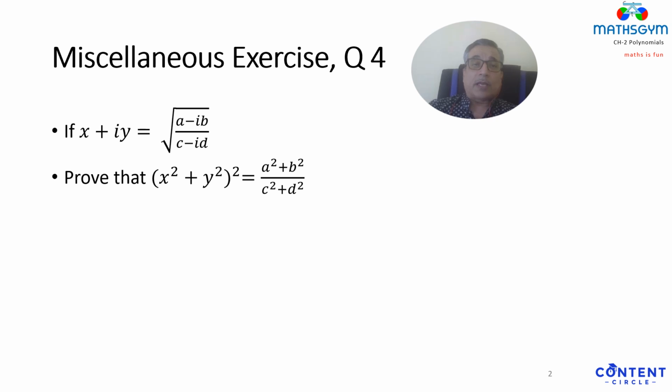If x plus iy is equal to the square root of (a minus ib) upon (c minus id), prove that (x square plus y square) whole square is equal to (a square plus b square) upon (c square plus d square).